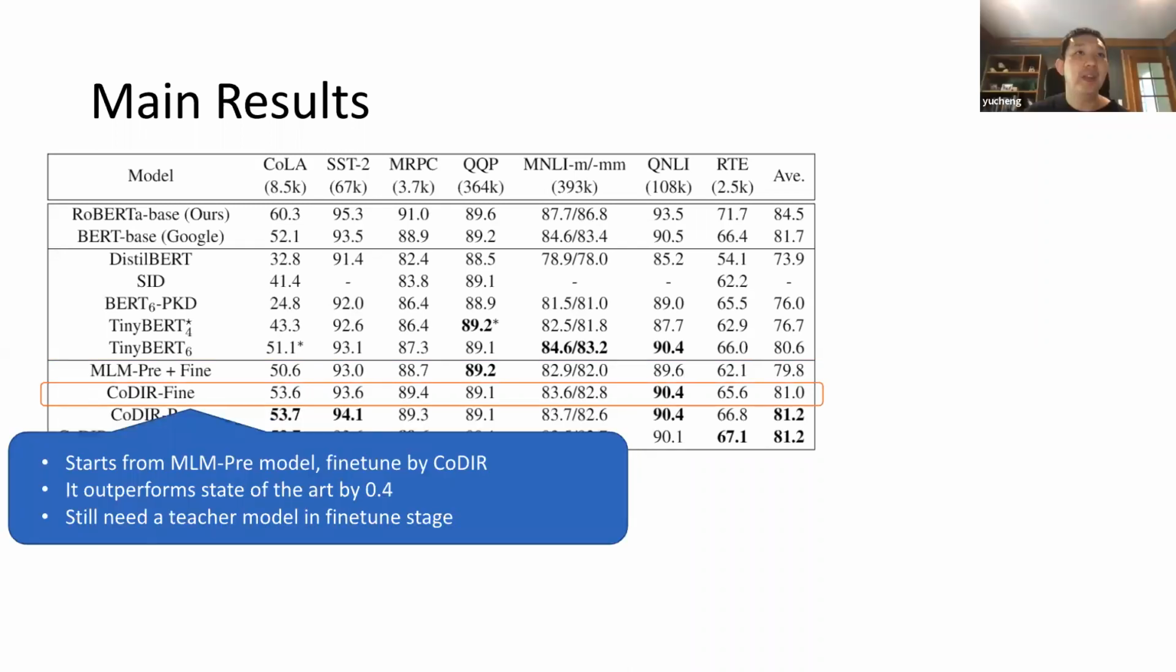The second point: when we use these pre-trained weights to fine-tune and do CODIR distillation onto another 6-layer version, it's much better than the baseline. It also outperforms the state of the art, which is TinyBERT, by 0.4. Okay.